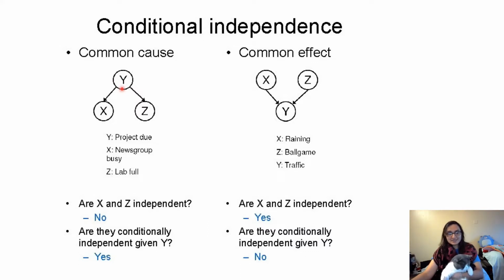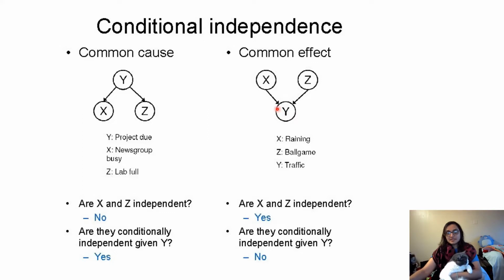So the project being due is why we observe this relationship between the newsgroup being busy and the lab being full. Once we condition on the project being due, then any relationship we see between this X and the Z goes away. Whereas here, instead, this is a common effect, where both of these are the parents of this one little child, traffic. So X is raining, Z is ball game, and Y is traffic. If it's raining and there's a ball game, then we could observe traffic.